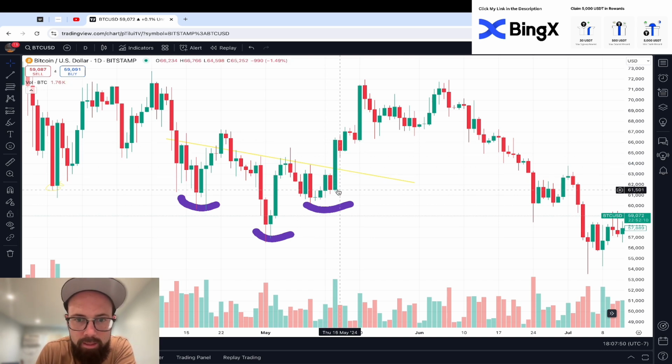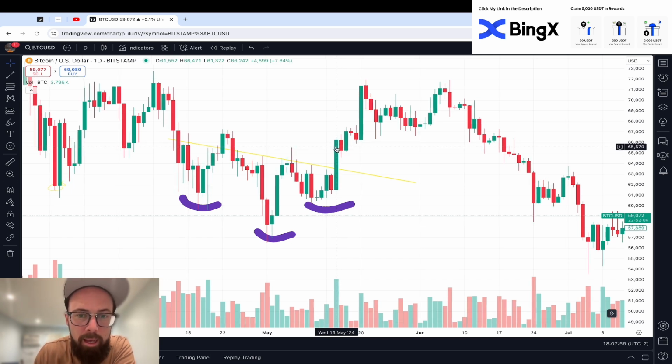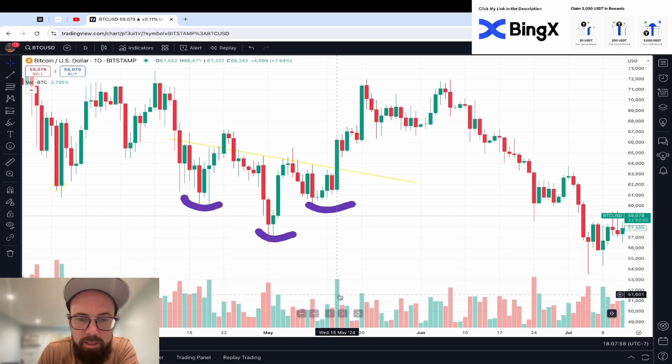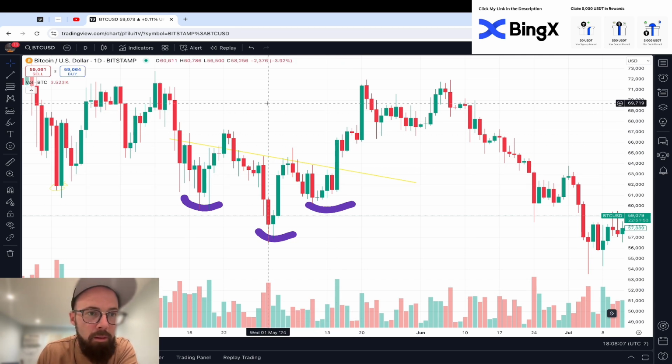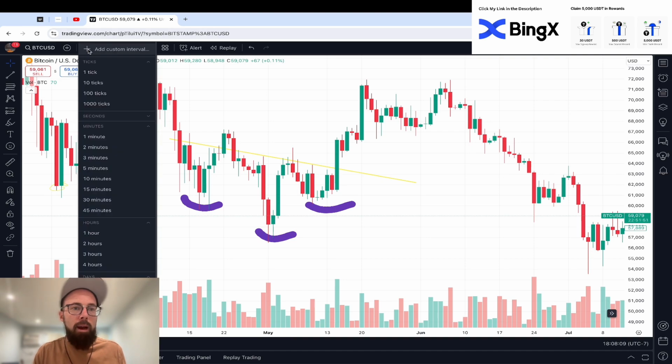And then you have this huge green candle from 61.5 to 66.2. That's the breakout candle. And look at, like I told you, look at this volume bar right here. Big volume on the breakout. Just what I was telling you guys about, okay? Now let's break this down on the 4 hour.